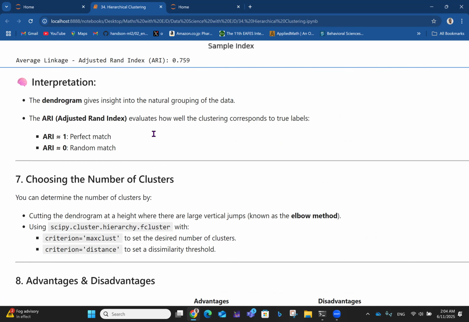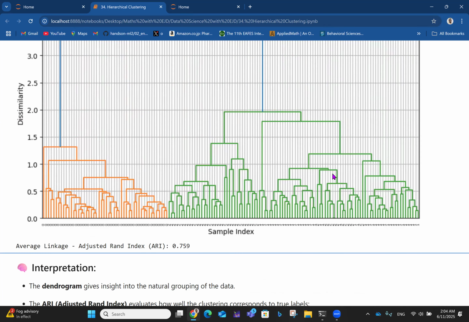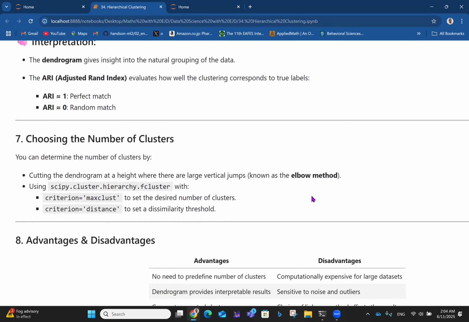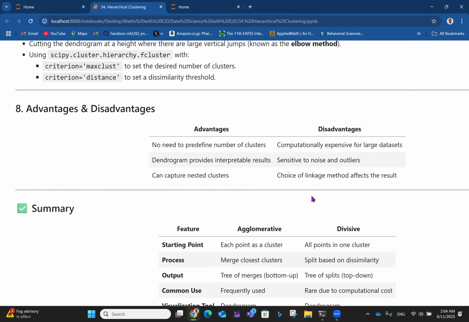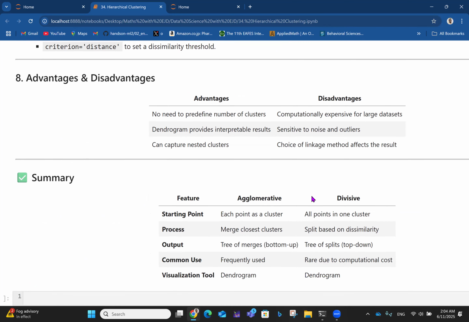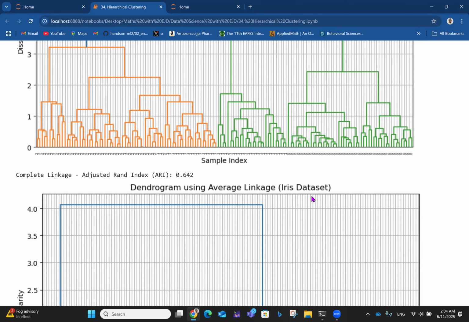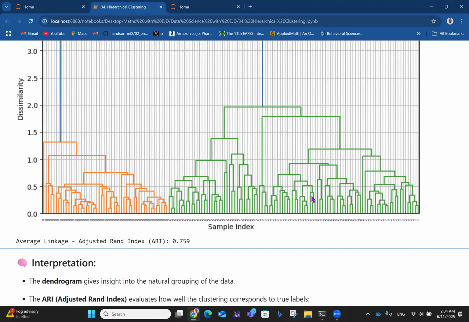If you look at this now, you have clusters of clusters. This cluster is a cluster of these two main clusters, and each one of them has some clusters under them. So you can have clusters of clusters, maybe I can call them meta clusters. The choice of linkage method also affects the results. You can see we got different results for single, complete, and average linkage.